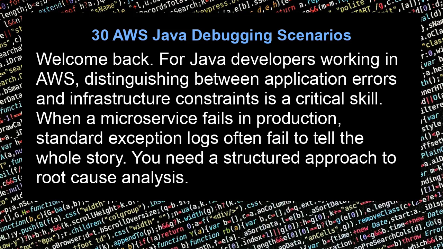Welcome back. For Java developers working in AWS, distinguishing between application errors and infrastructure constraints is a critical skill. When a microservice fails in production, standard exception logs often fail to tell the whole story. You need a structured approach to root cause analysis.